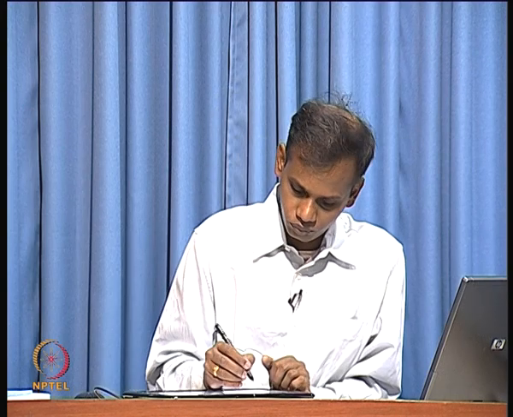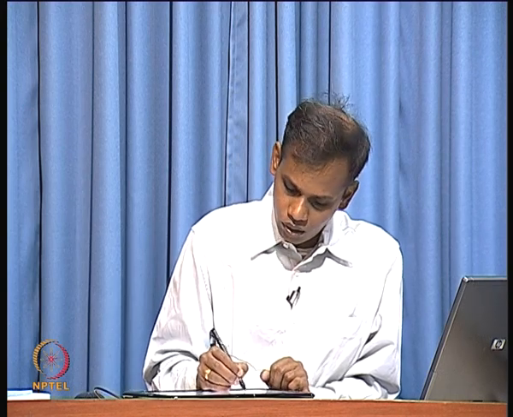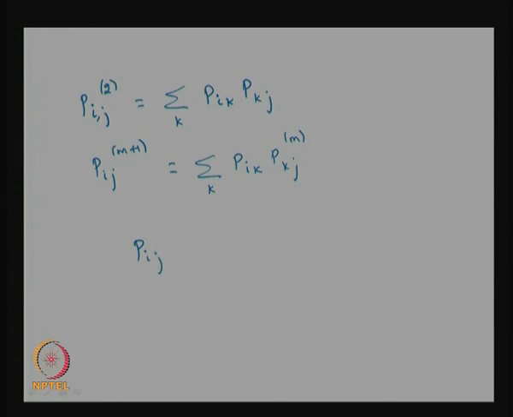In general, we can make the conclusion the system is moving from i to j in n plus m steps, that is same as the sum over all possible values of k of the probability of the system moving from i to k in m steps, and the n step the system is moving from k to j. That will give, for all possible values of k, the probability of the system moving from i to j in n plus m steps.